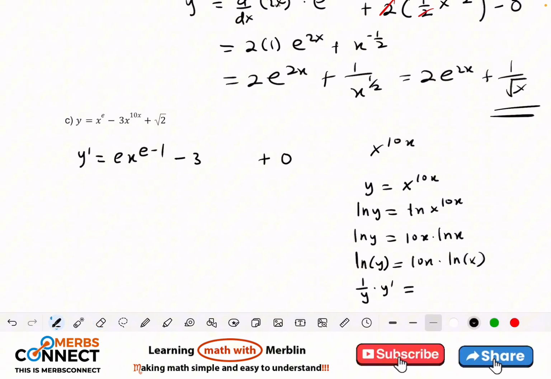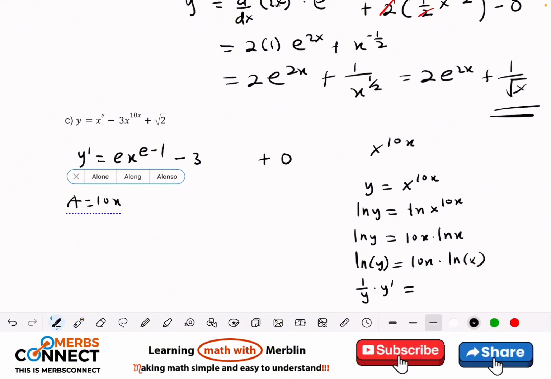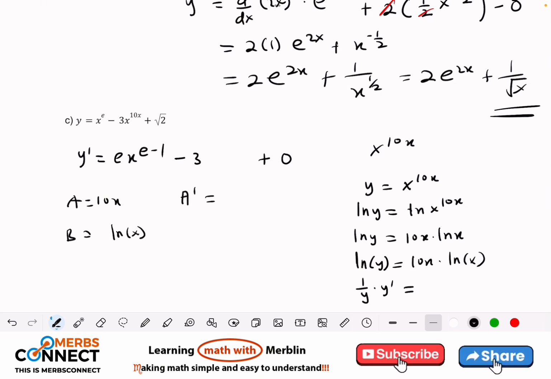Good. Now when we talk about the product rule, we have two functions. So I have this function here and I have this function here. So I'm going to name them. The first one is a, the second one is b, then x. Now what will be a prime? So when I'm differentiating this, 10 is constant. As I said, I maintain it and I differentiate x. I'm going to get 1, which is going to be 10. Then what will be b prime? Now we learned just now that when I differentiate ln x, I'm going to have 1 over x.